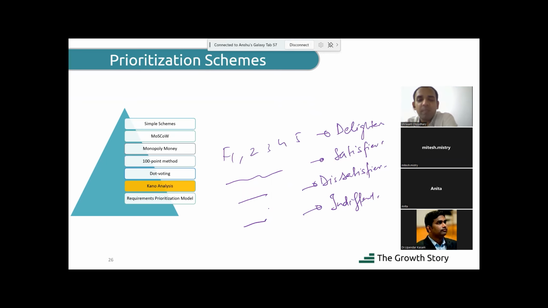How can you use this information? This much you know definitely about Kano analysis. Now go a step further, try to relate it. How can you use it? What is the benefit of this? Product backlog prioritization we can do by this.